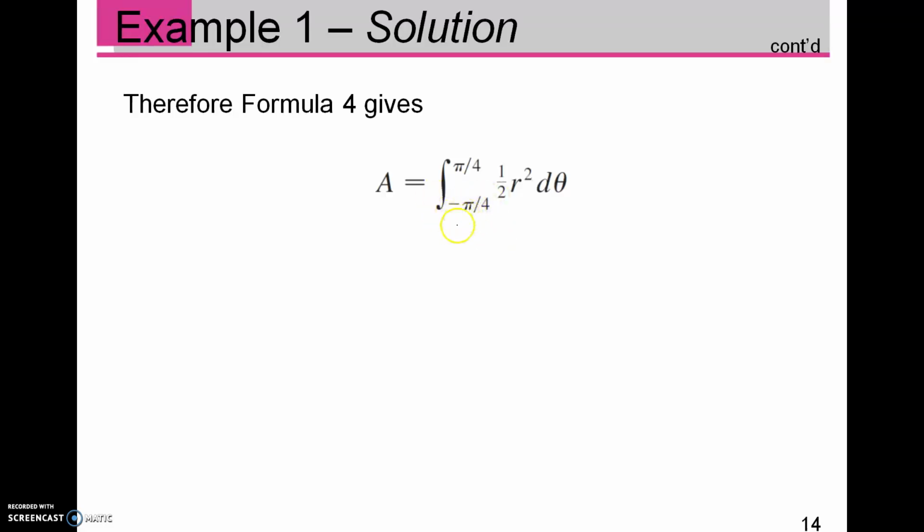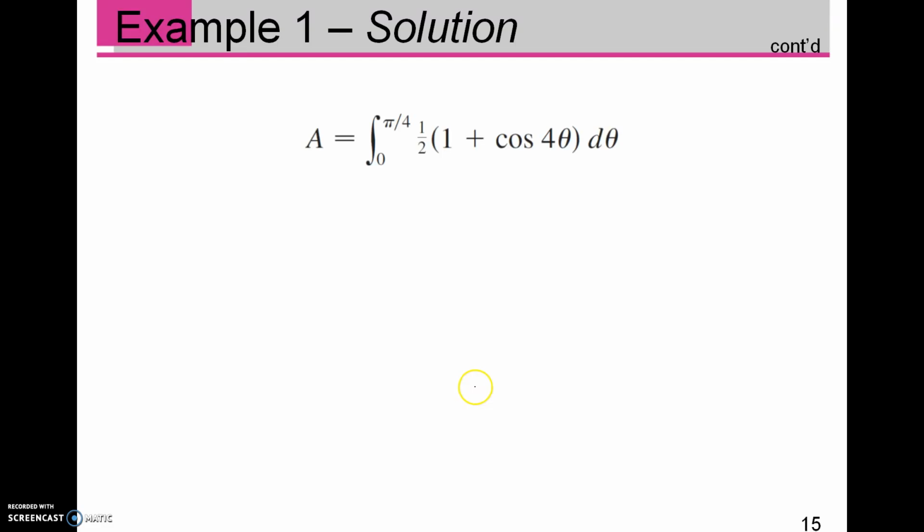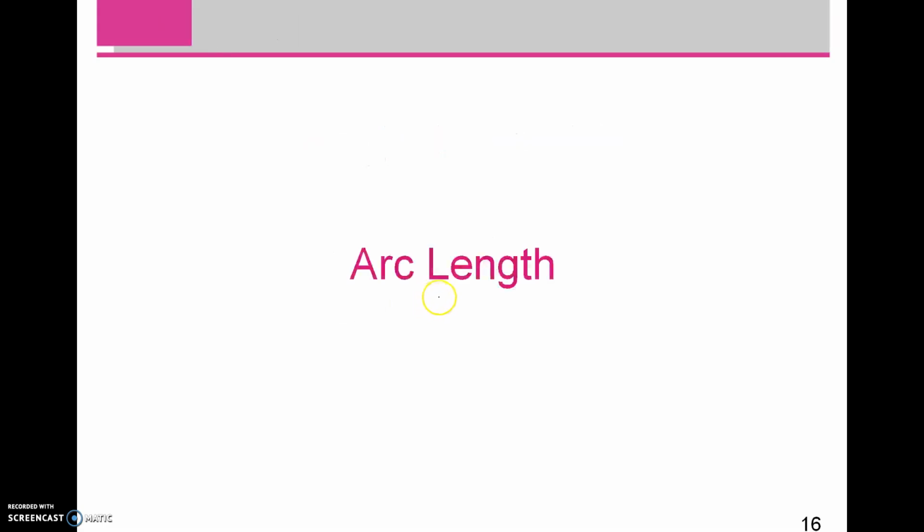So just plugging it into the equation, we take the integral from negative pi over 4 to pi over 4. This is cosine 2 theta. We're squaring that. We can pull the half out, and we go ahead and just complete that integral. All right. So we're going to get pi over 8 being the area of that one petal. All right, moving on to arc length.